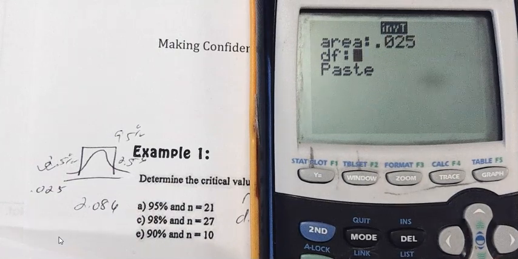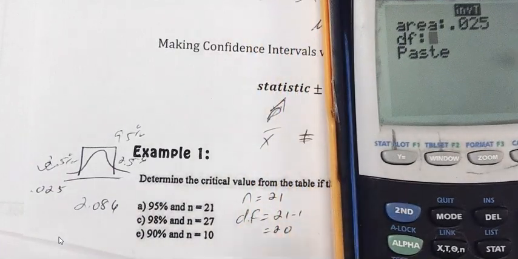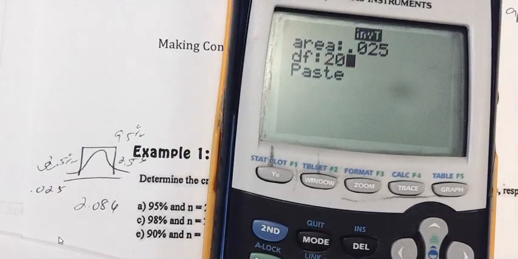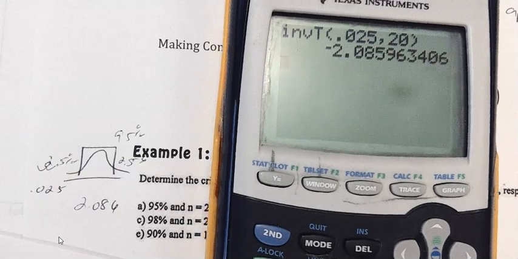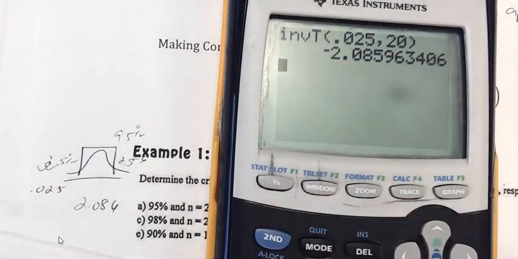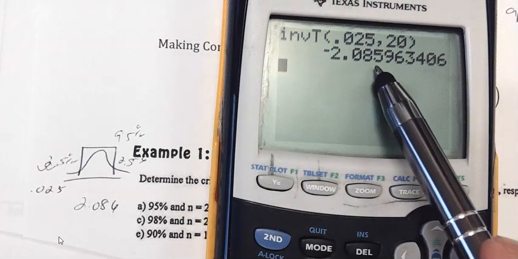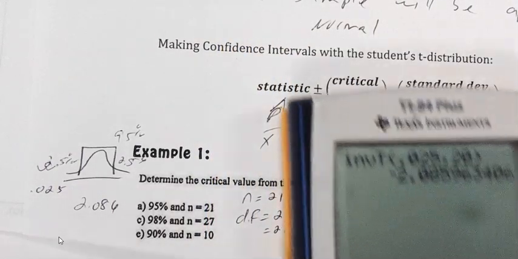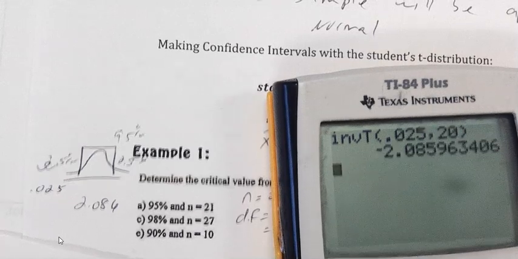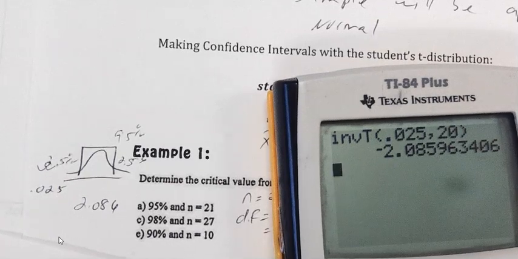So my area is 0.025, and my degrees of freedom, we said, was 20. So I plug in 20 for degrees of freedom, and it should give me 2.086. It says negative, but we can use the positive. And that's what we said it was, 2.086. Of course, I rounded a bit. But that's how we're going to find our t star value using the calculator and using the table.